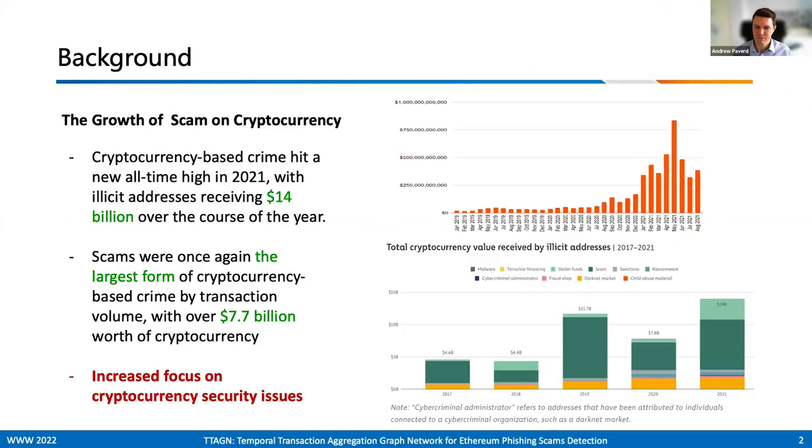Over the past years, we have witnessed an increasing use of cryptocurrencies across all data tracked by Chainalysis. Total transaction value grew to 15.8 trillion in 2021. At the same time, the crime based on it hit a new all-time high, with illicit addresses receiving 14 billion over a year. Scams were once again the largest form of blockchain crime by transaction value.